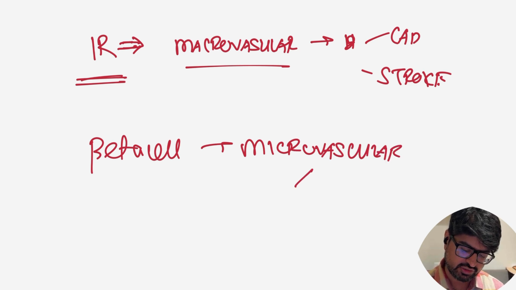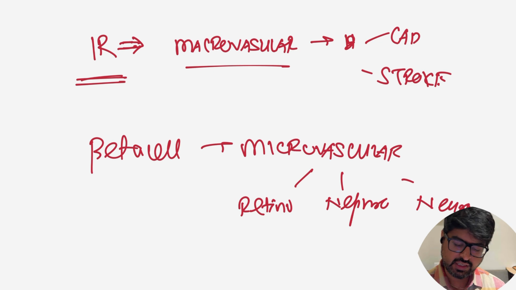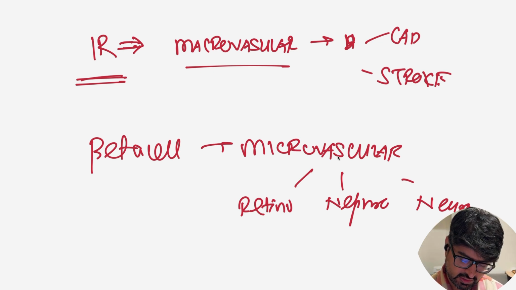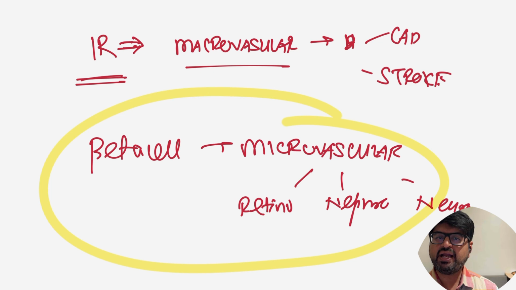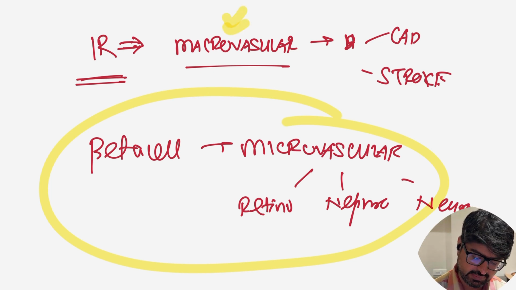This is what ultimately leads to the retinopathy, nephropathy, neuropathy, right? Now, most of our diabetes understanding is focused on this microvascular complication, but we forget that the life of the patient is dependent on this macrovascular complication. The patient will not die of retinopathy, the patient will die of coronary disease.